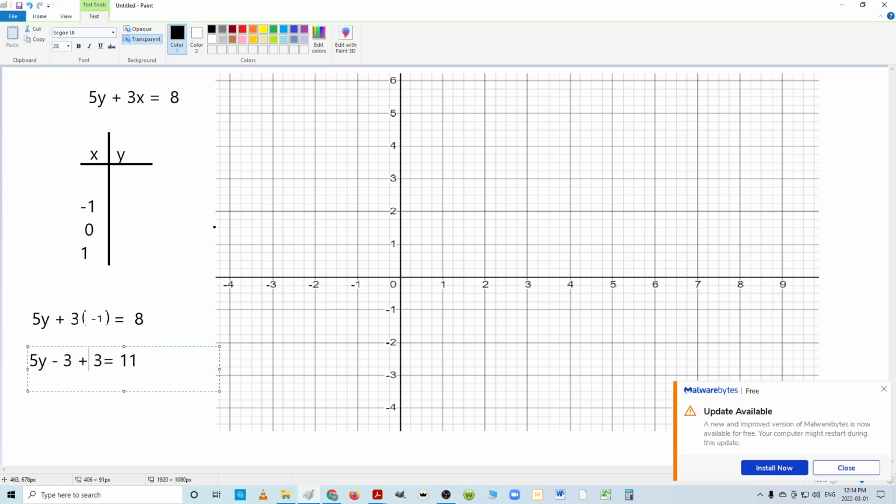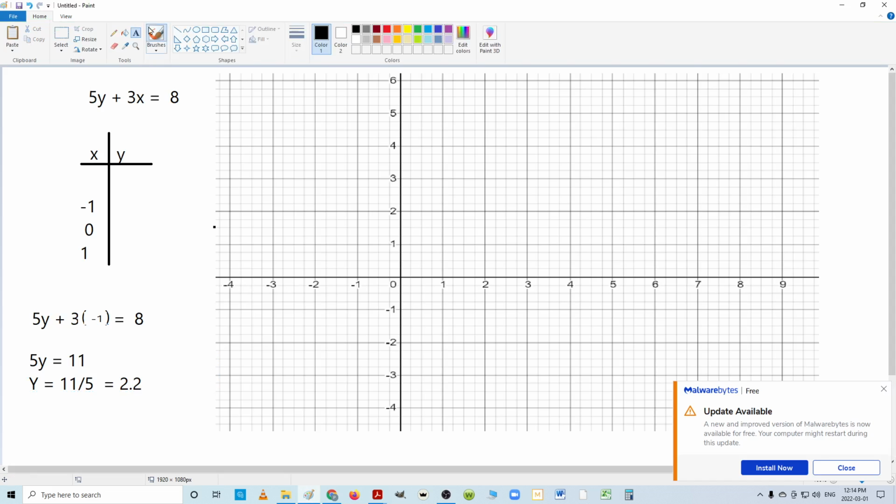Another way to look at it is this. You see -3 on the left side, so it's going to become +3 on the right side. Now I've got 11, and I've got to divide it by 5, both sides, and I get y is equal to 11 over 5, which is roughly 2.2, since 1/5 is 0.2. So that means right here I would draw a point at x = -1 and y = 2.2, which I can't quite get just right, but I'm going to just draw it right there. Okay? You want to fill it in, by the way, with a dot.